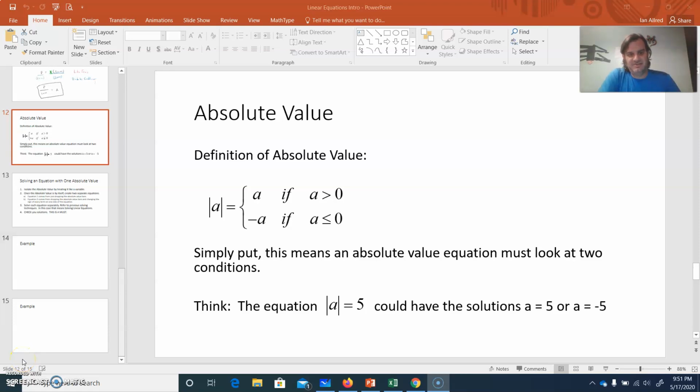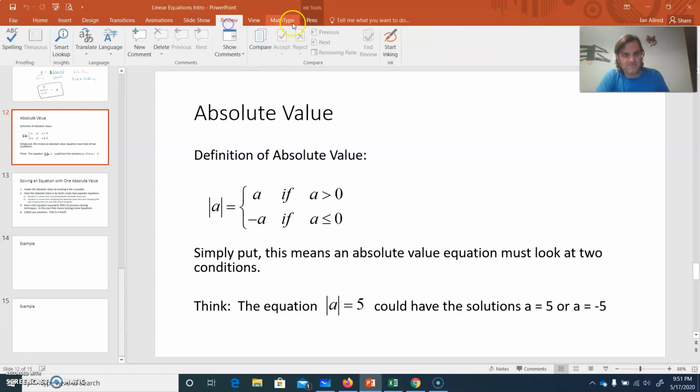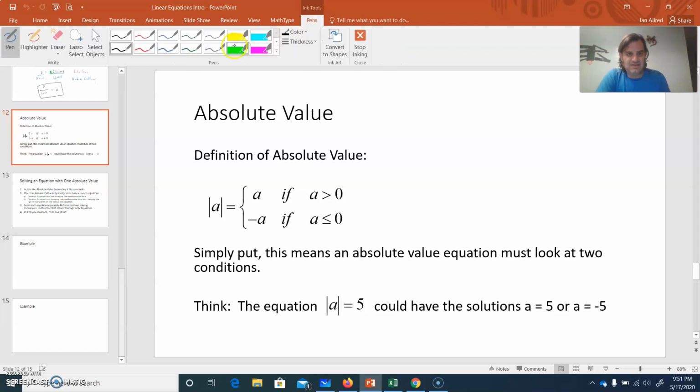Hey, this is Mr. Allred, and I'm going to talk to you about absolute value and more specifically solving absolute value equations. But first of all, I want to start off with the definition of the absolute value. So you should be familiar with absolute value as a statement with these bars around it. So on the left hand side, this is the absolute value of A.